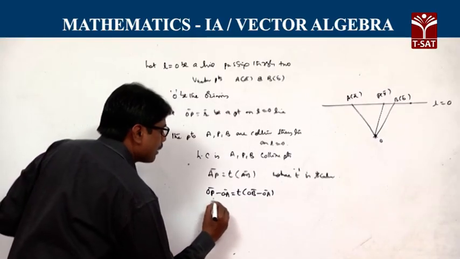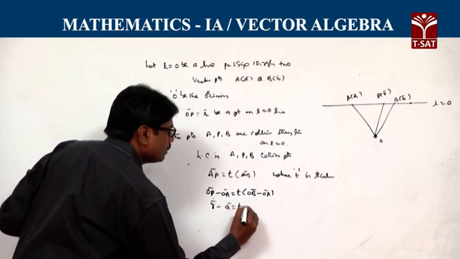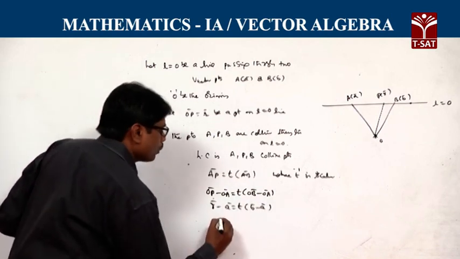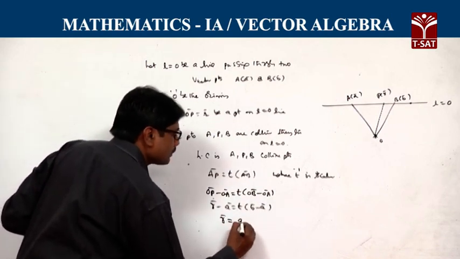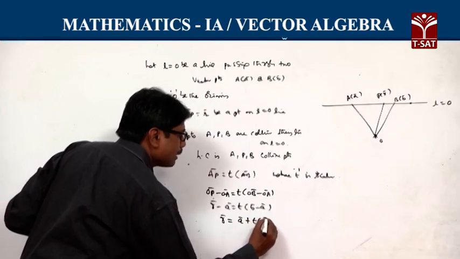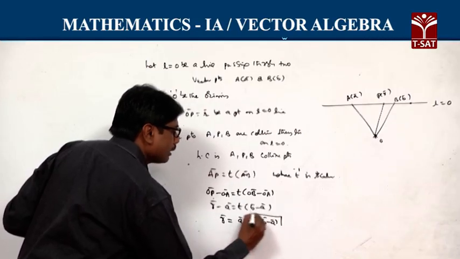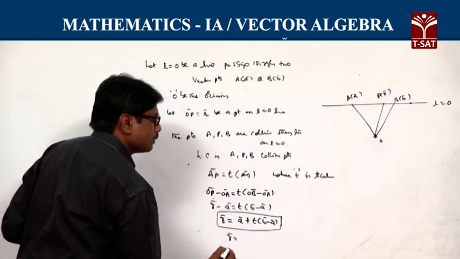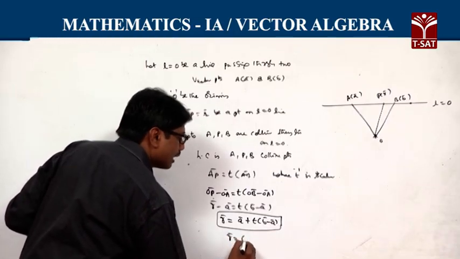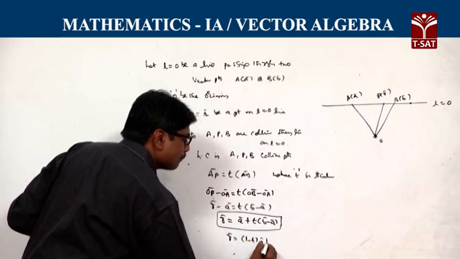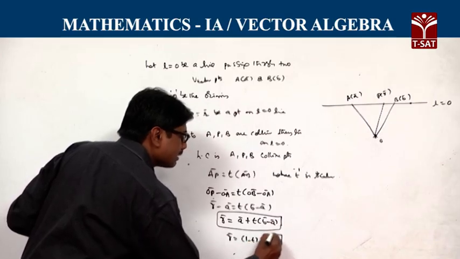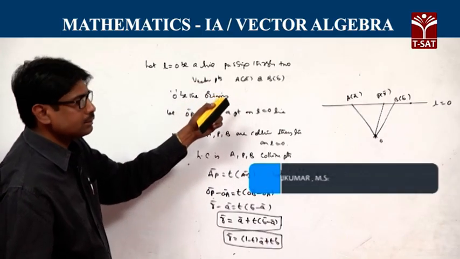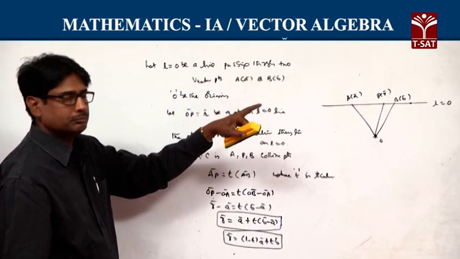That is, R bar minus A bar is equal to t times B bar minus A bar, or moreover R bar is equal to A bar plus t times B bar minus A bar, or it can further be simplified as R bar is equal to 1 minus t times A bar plus t B bar. This is the vector equation of the line passing through two vector points A bar and B bar.